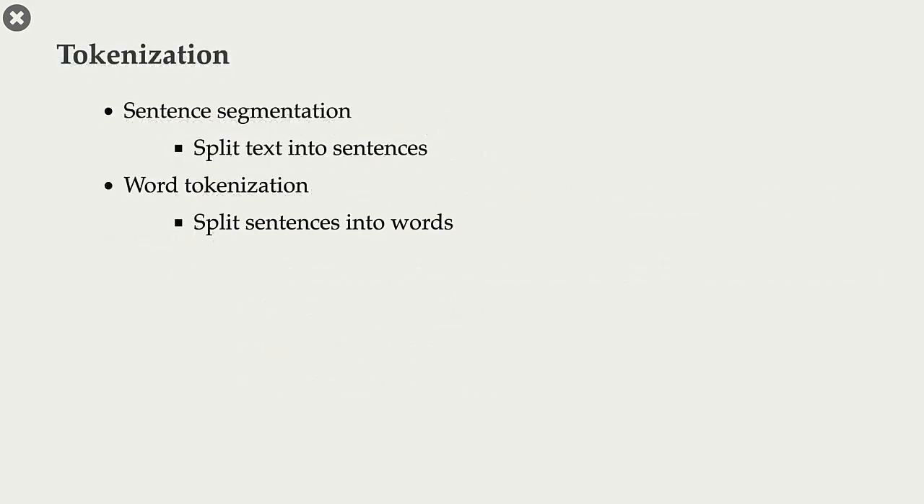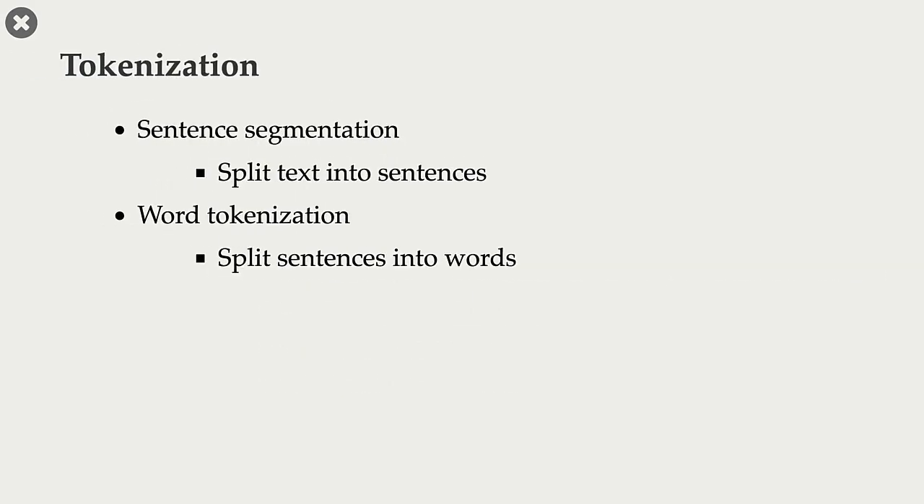Now, preprocessing is usually task-specific, but tokenization is something that you would see in almost all natural language processing applications. There are two steps in tokenization: sentence segmentation and word tokenization. Let's look at sentence segmentation.